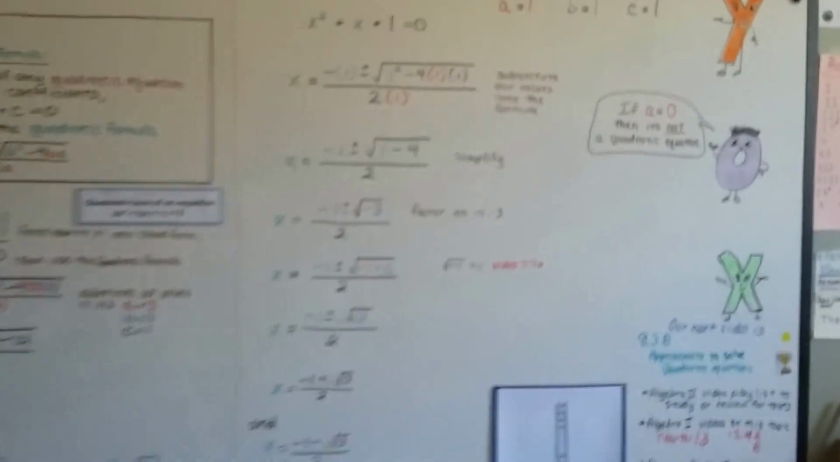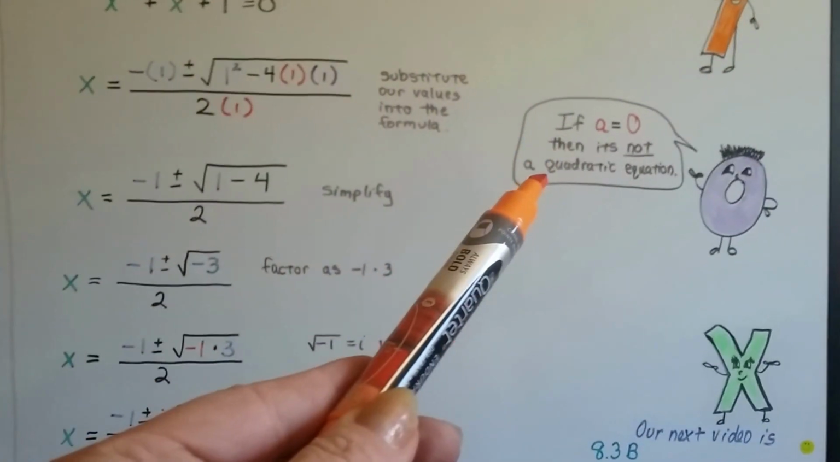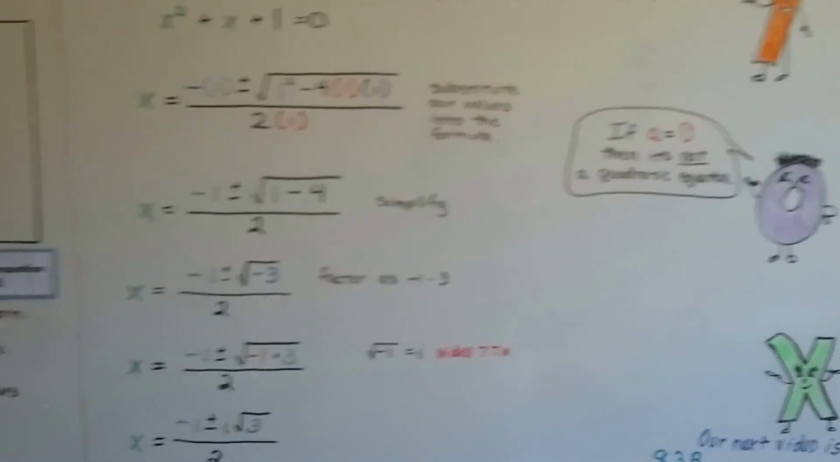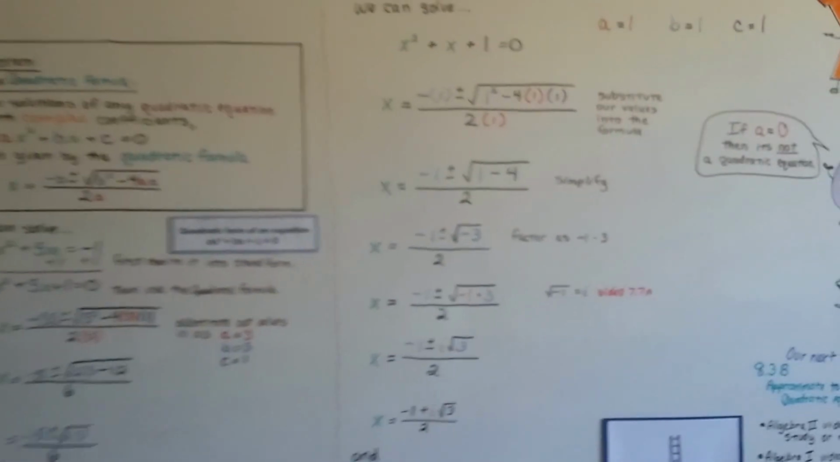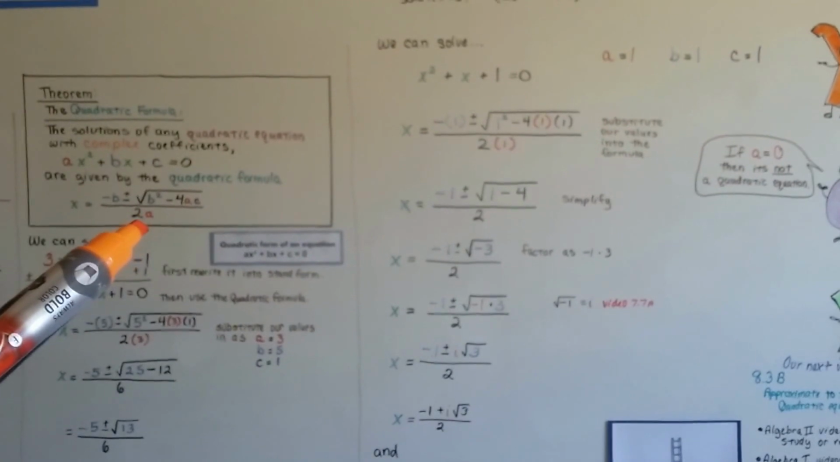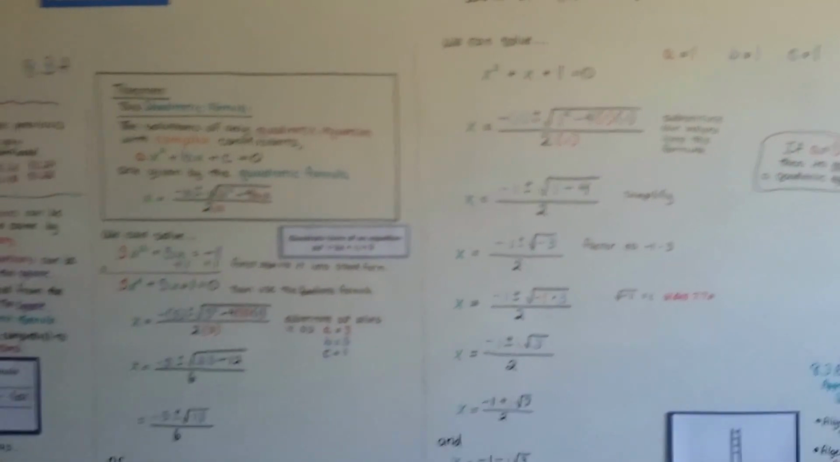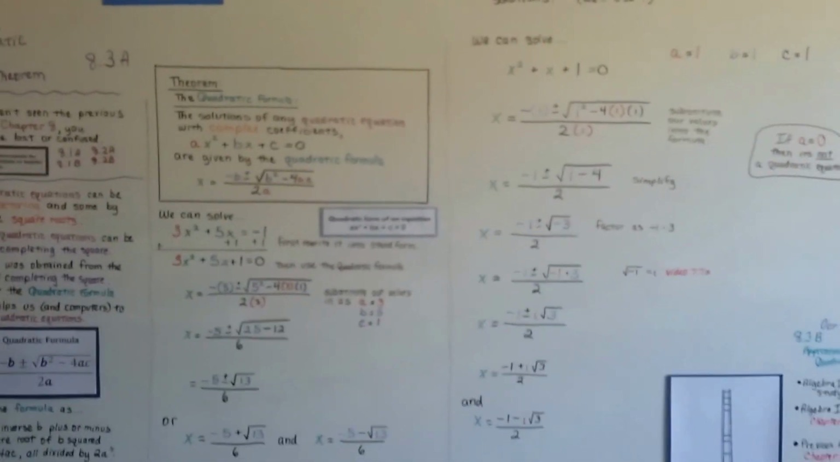Before I forget, I wanted to show you that if a is equal to 0, it's not a quadratic equation. If a is 0, then we're going to have a denominator that's 0, and we can't have that. It's undefined.